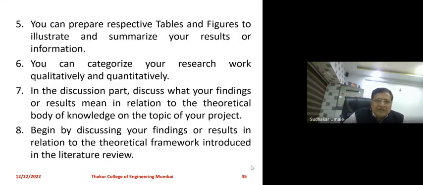Now we come to the fifth. You can prepare respective tables and figures in the results to illustrate and summarize your results or information. You can categorize your research work qualitatively and quantitatively. In the discussion part, discuss what your findings or results mean in relation to the theoretical body of knowledge on the topic of your project. Begin by discussing your findings in relation to the theoretical framework introduced in the literature review. Your findings must match the literature review so that you can conclude your discussion very well.